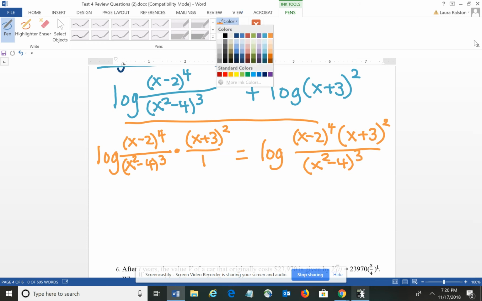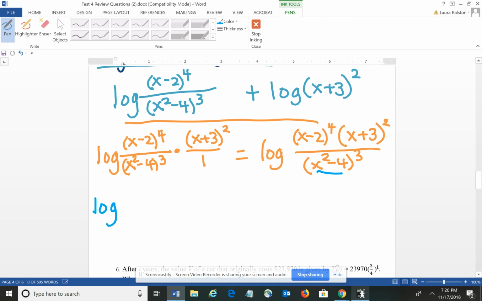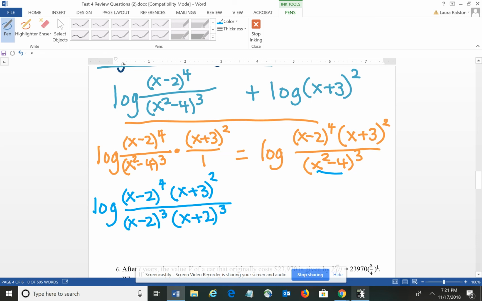Now from there, we do need to do a little bit of simplifying. So x squared minus 4 actually factors. It can be rewritten as log of x minus 2 to the 4th times x plus 3 squared over x minus 2 to the 3rd times x plus 2 to the 3rd. Okay, x squared minus 4 factors as x minus 2 times x plus 2, and the exponent applies to both.